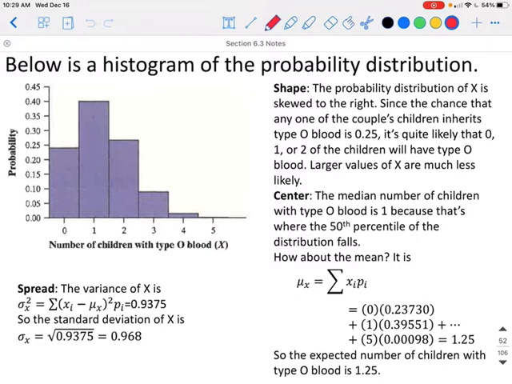So the shape of the probability distribution of x is skewed to the right, since the chance that any one of the couple's children inherits type O blood is 0.25. It's quite likely that 0, 1, or 2 of the children will have type O blood. Larger values of x are less likely. To find the center, the median number of children with type O blood is 1 because that's where the 50th percentile will be located.